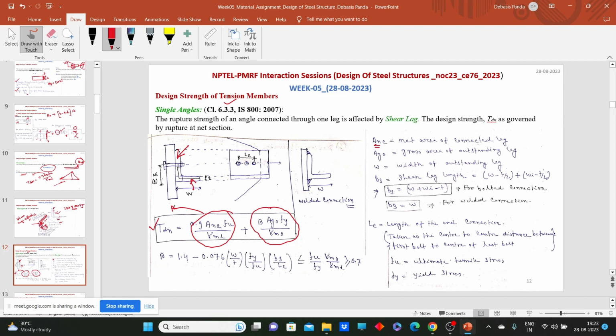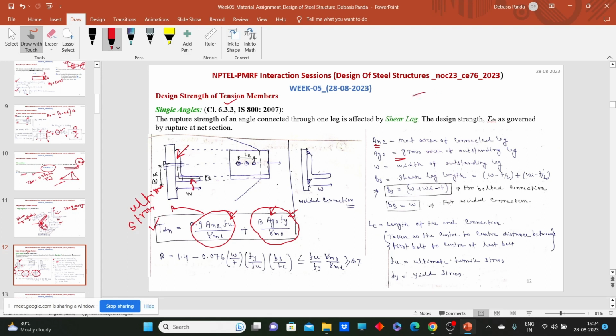That means this part dictates that my connected leg is reaching the ultimate stress. That's why we are using Fu here. Now look at this portion. What is Ago? Ago is the gross area of the outstanding leg, and Fy. Why Fy? Because we are considering that my outstanding leg will reach up to the yield strength. Why yield strength? Because neither direct load nor any hole is made within that portion. So with a combination of the two things, we can calculate the Tdn.